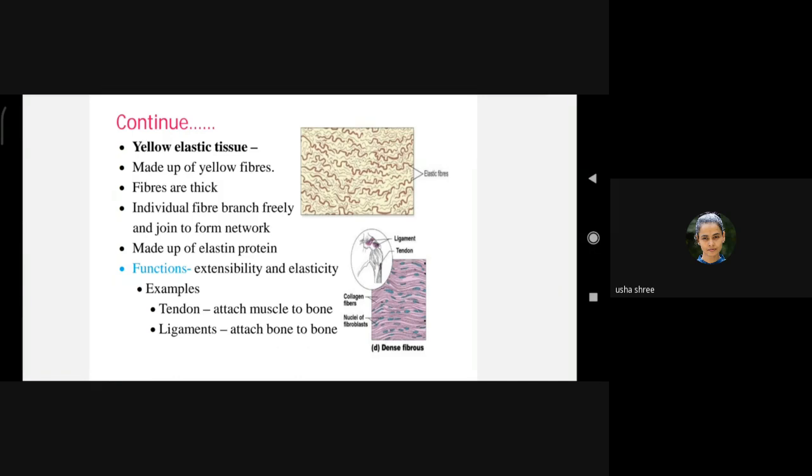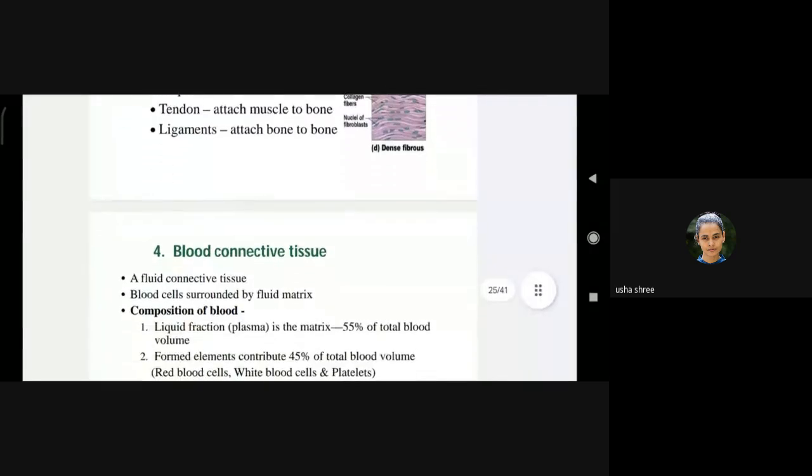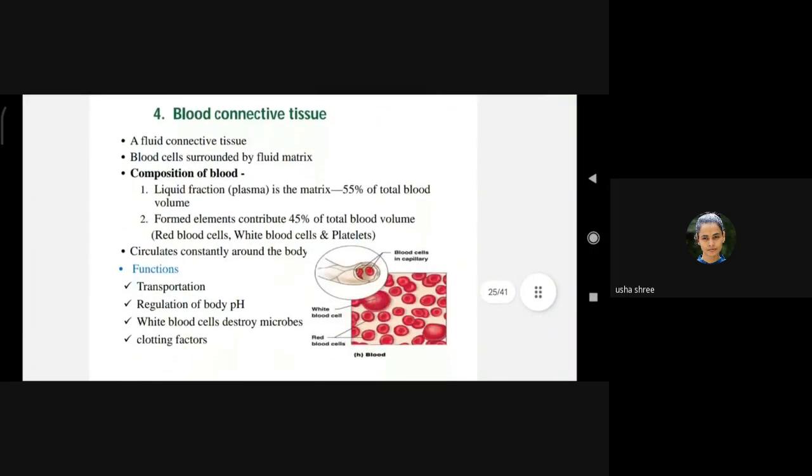Okay. Yeah. So next one is blood connective tissue. Blood is fluid in nature, so it is a fluid connective tissue. Blood cells are surrounded by fluid matrix, meaning the blood plasma we are talking about. So blood cells are surrounded by fluid matrix or blood plasma. Composition of blood: the fluid fraction, plasma, is the matrix, 55%.